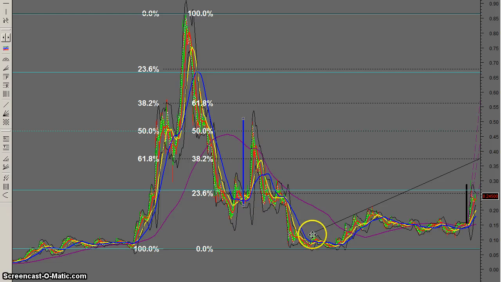I've just put this little black line in here along these tops just to see if it does come into play. But the important thing is the golden cross on the MAs here. Now we're talking this on the daily chart. So this is the golden cross on the daily chart. It has happened, as it did back here.